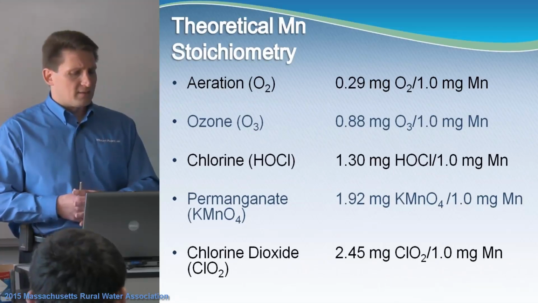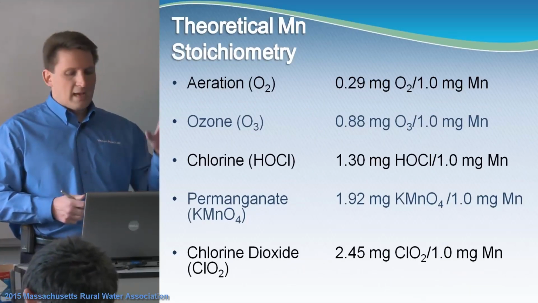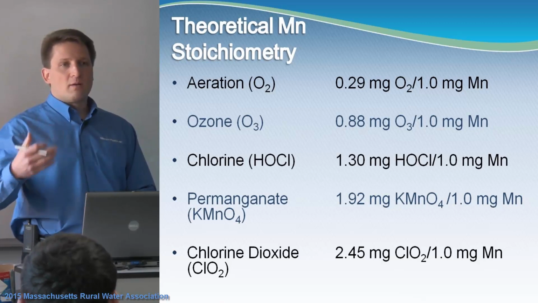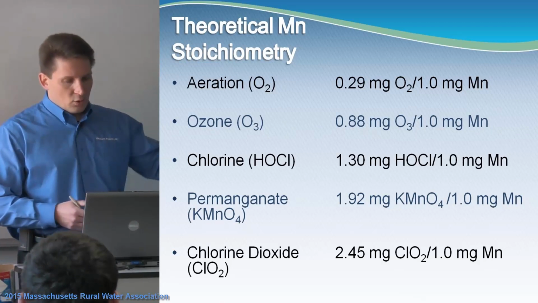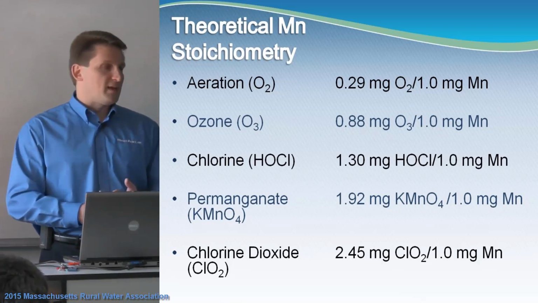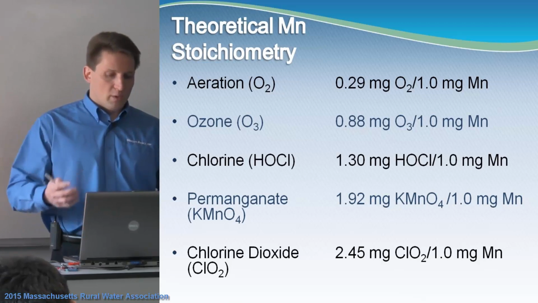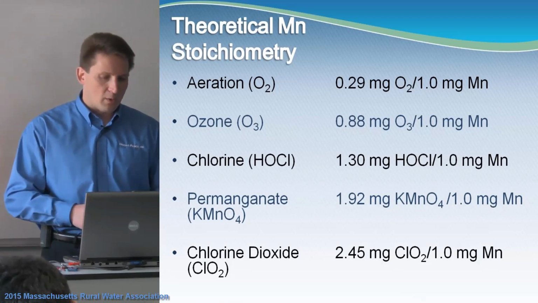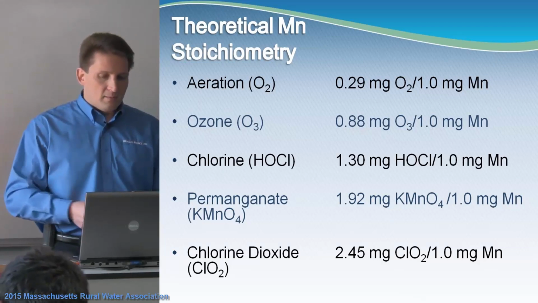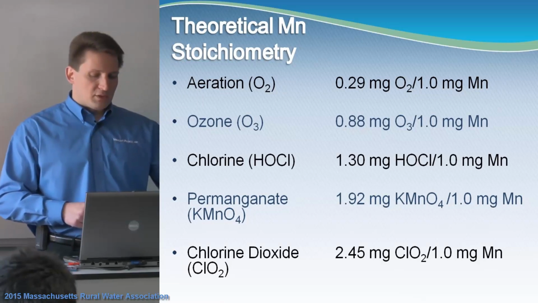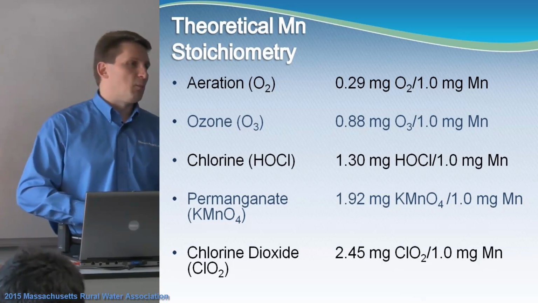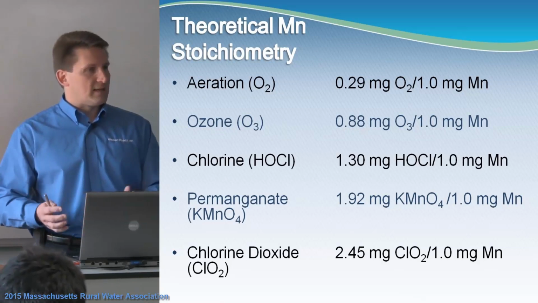And this here is basically the stoichiometry. What stoichiometry is, basically, is how much mass of, say, an oxidant, which we have on the left-hand side of the slides, do you need per unit mass of manganese. So the most common oxidants that we use in drinking water are aeration, ozone, chlorine, here it's hypochlorite, permanganate, and chlorine dioxide, top to bottom. And on the right, you have the stoichiometry. So basically, for aeration, theoretically, if you had 1 milligram per liter of manganese in your water, you would need about 0.2 milligrams of oxygen to oxidize that.